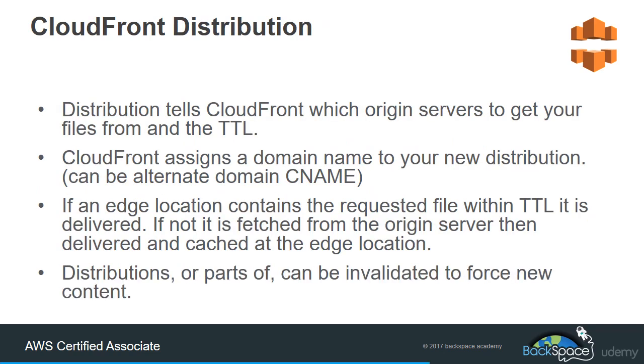Our CloudFront distribution tells CloudFront which origin servers to get your files from and the time for that cache to live. CloudFront automatically assigns a domain name to your new distribution, and you can also define your own alternate domain name using a Route 53 CNAME record entry. If an edge location contains a requested file within the time to live, it is delivered directly from the cache. If it is not, it is fetched from the origin server, delivered, and then cached at the edge location.